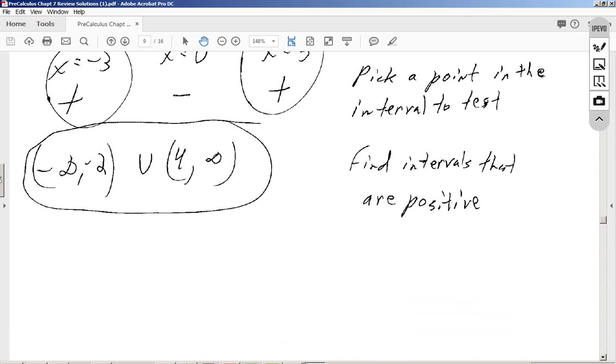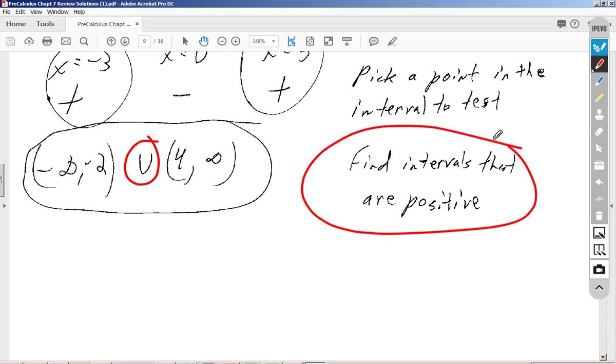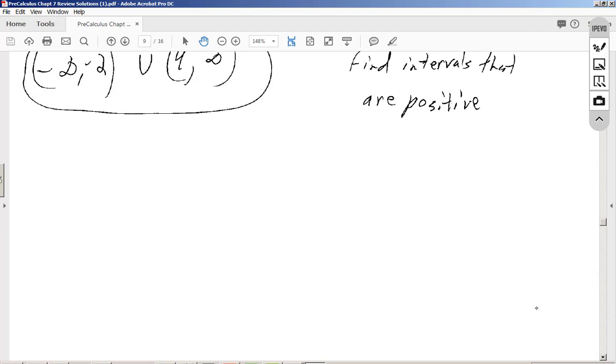And notice a lot of times you'll see this little symbol right here. It's called a union symbol. It just means and. So we're finding the intervals that are positive. So negative infinity, negative 2, union 4 to infinity, or and.